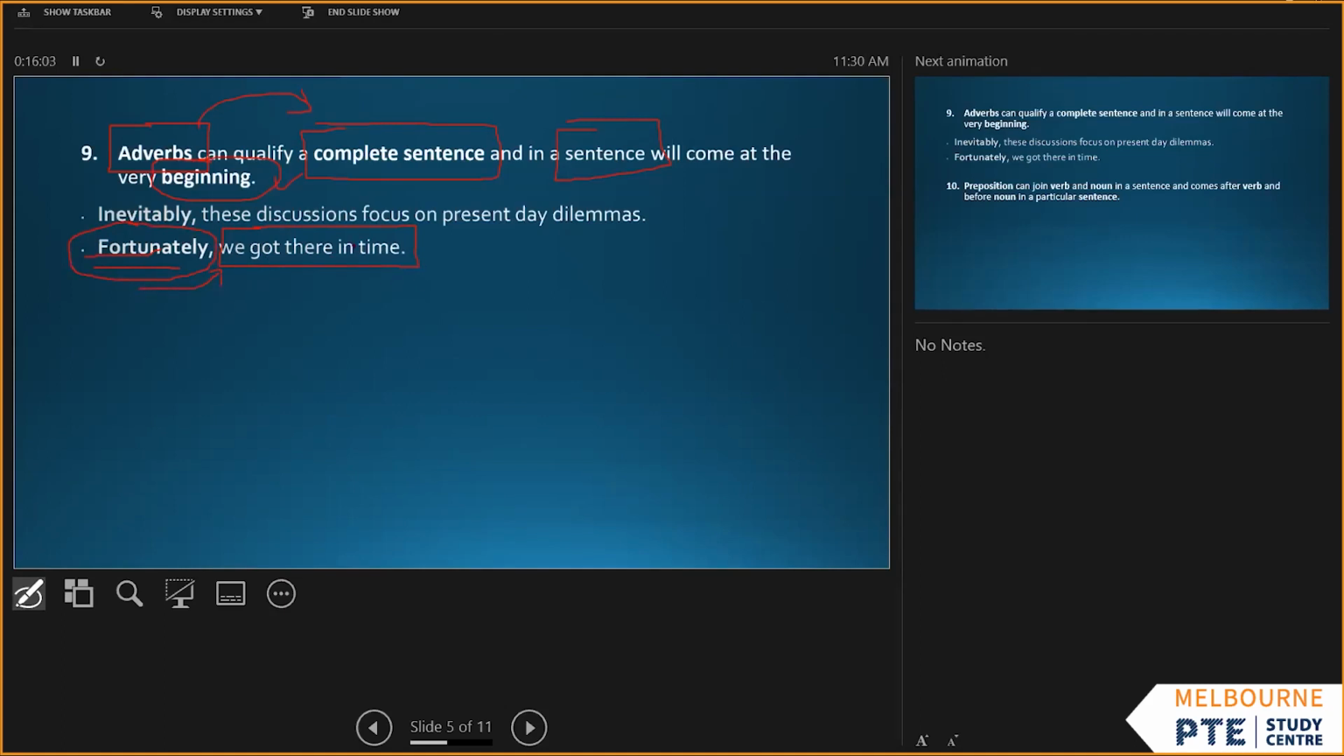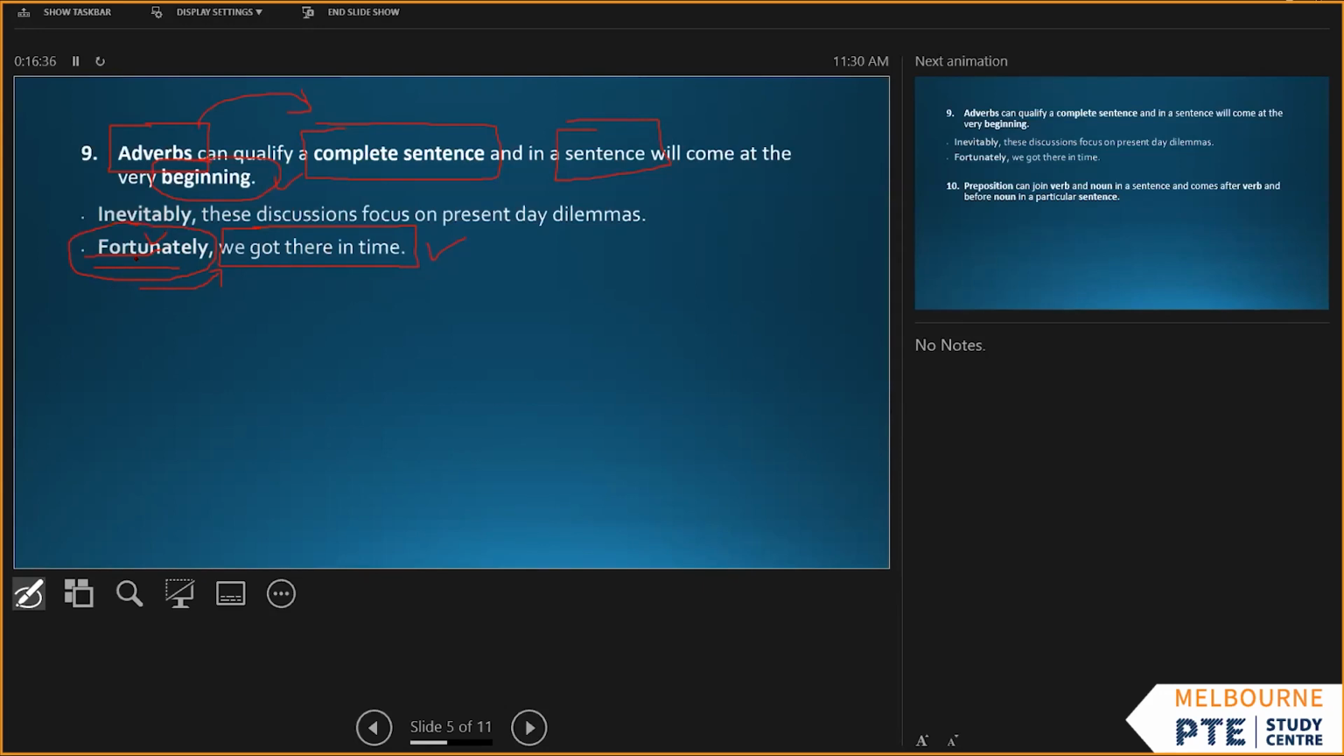As in, if I just say we got there in time, and then I say fortunately we got there in time, fortunately is adding some extra info. Maybe they avoided something bad, or maybe they reached somewhere just in time, to make it to their interview, maybe their flight or something. It is implying some extra information. So the adverb will come at the very beginning.